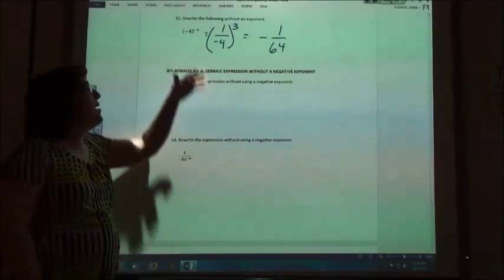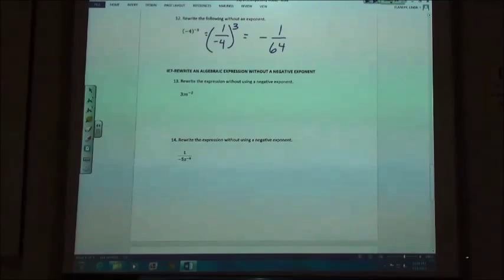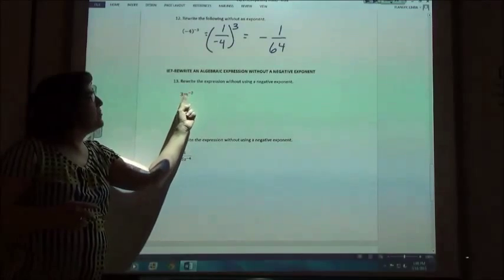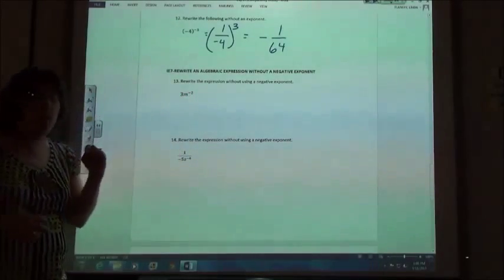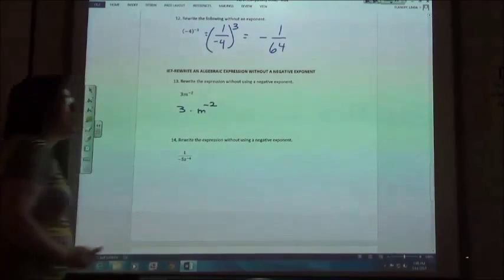So, now that they've maybe tried to get across the point that to get rid of that negative exponent you have to do the reciprocal, they want you to understand that if there's not parentheses, that negative exponent only goes with the variable. This means 3 times m to the negative 2 power.